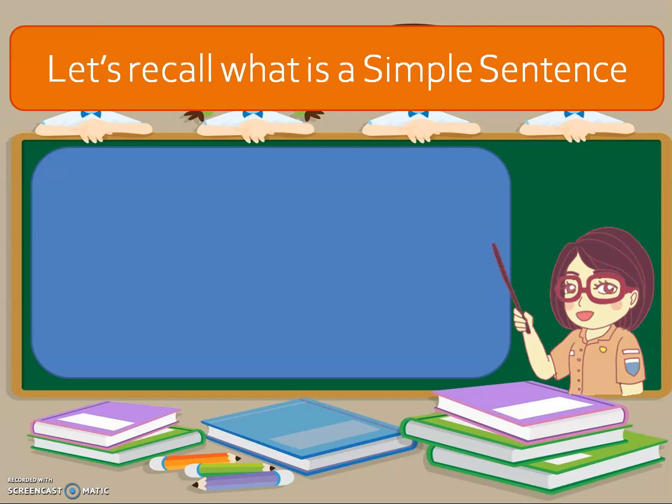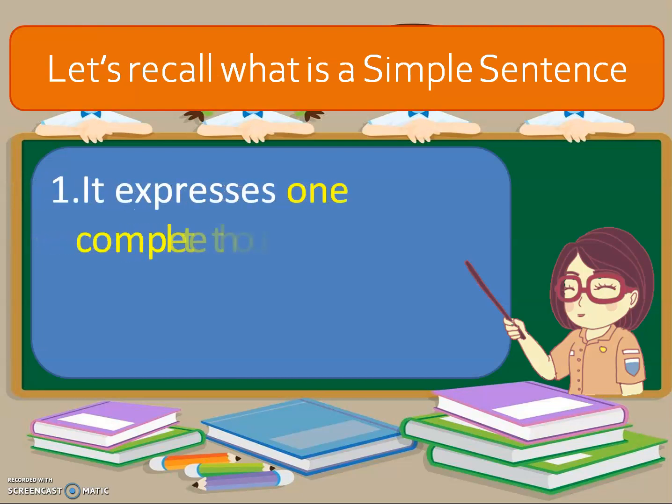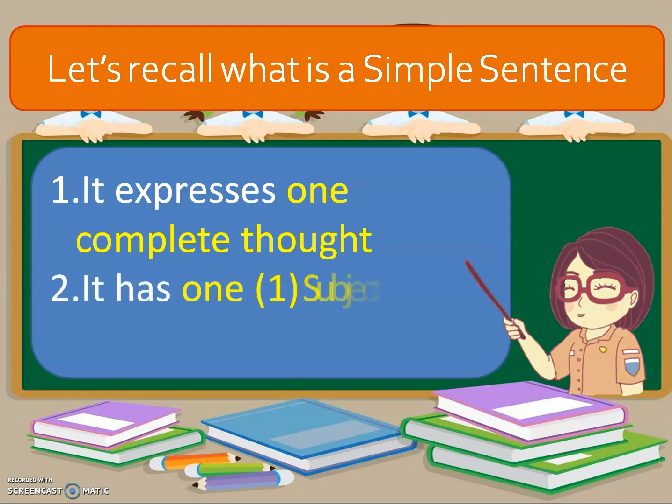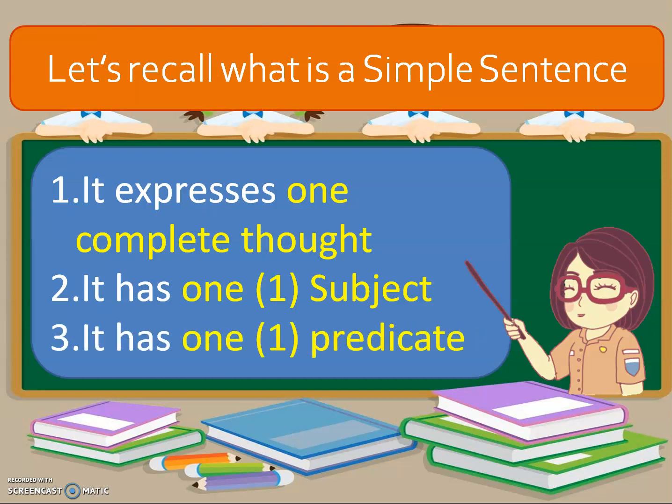Let's try to recall what is a simple sentence. First, when we say simple sentence, it expresses one complete thought. Second, it has one subject. And third, it has one predicate. So once again, simple sentence expresses one complete thought and contains one subject and one predicate.